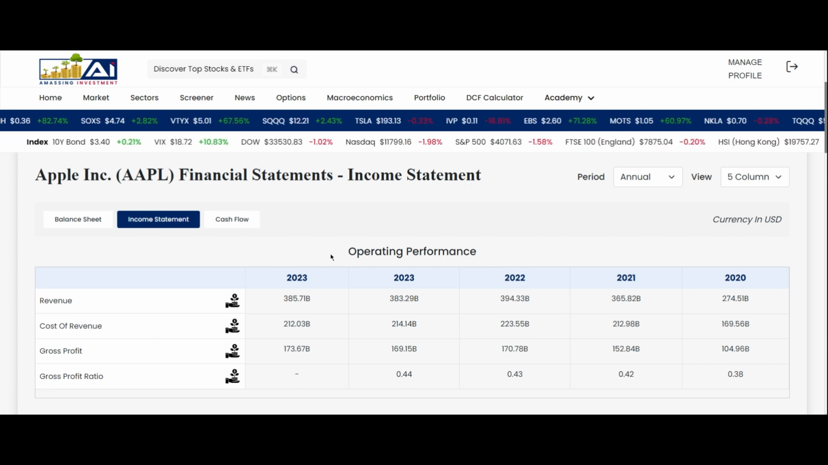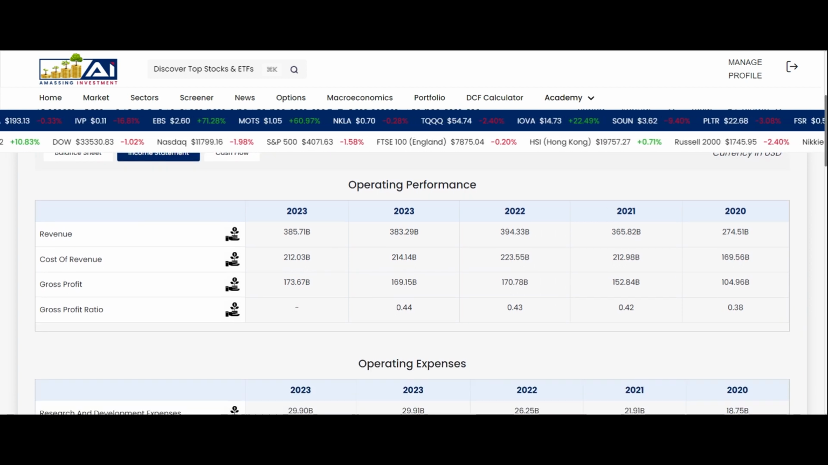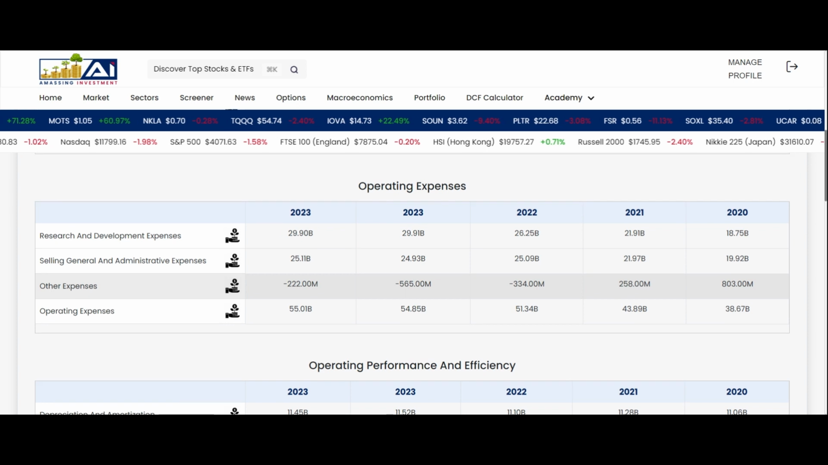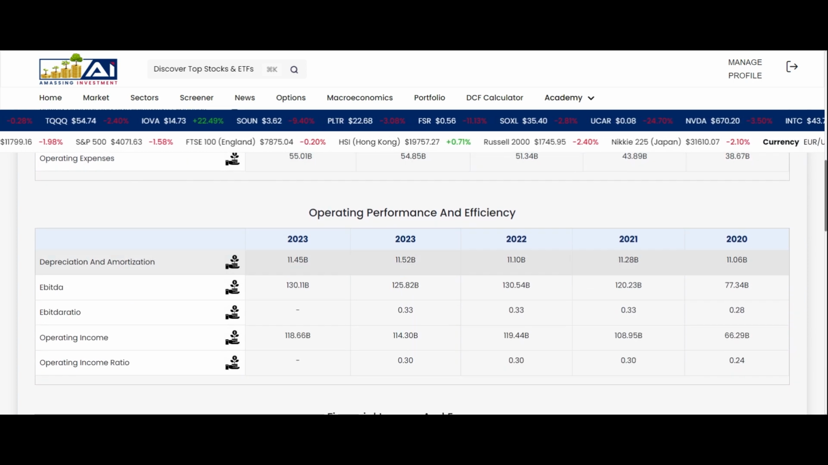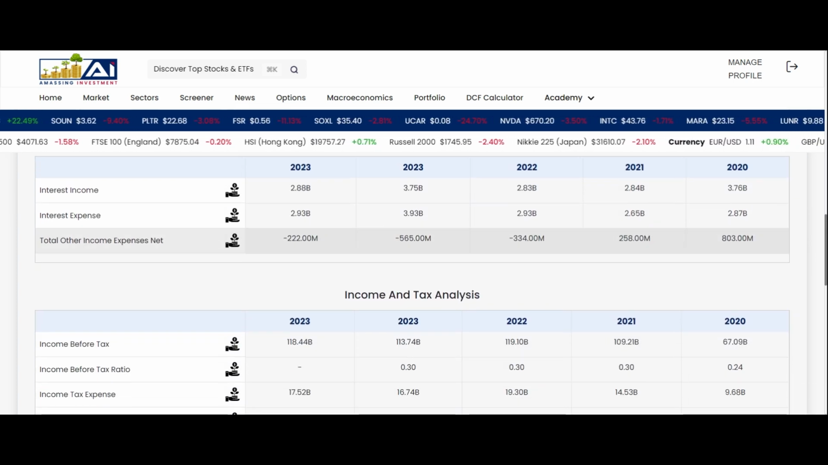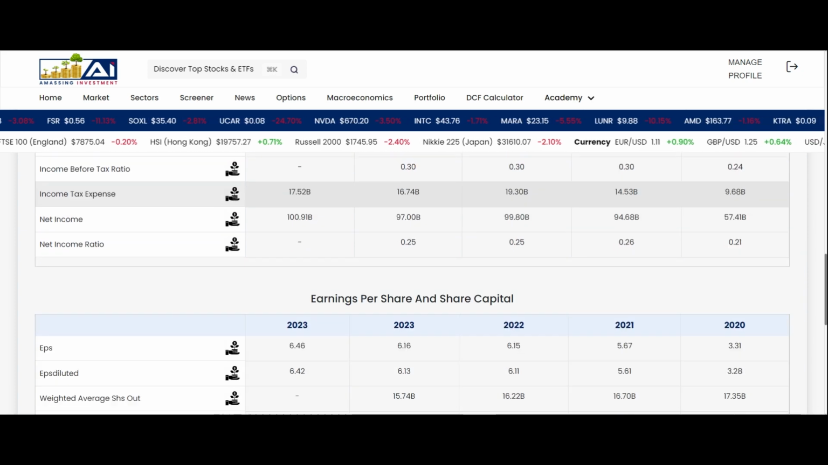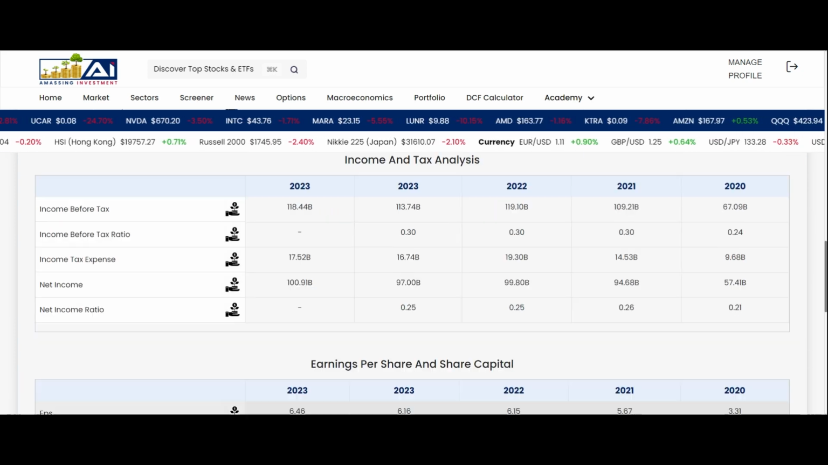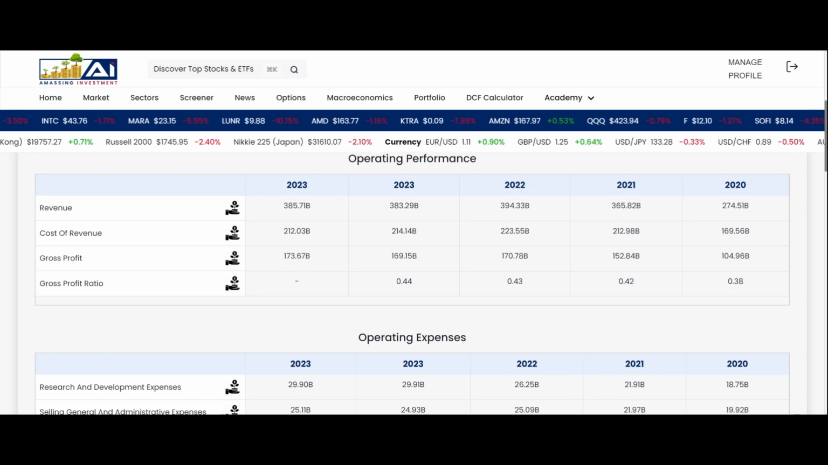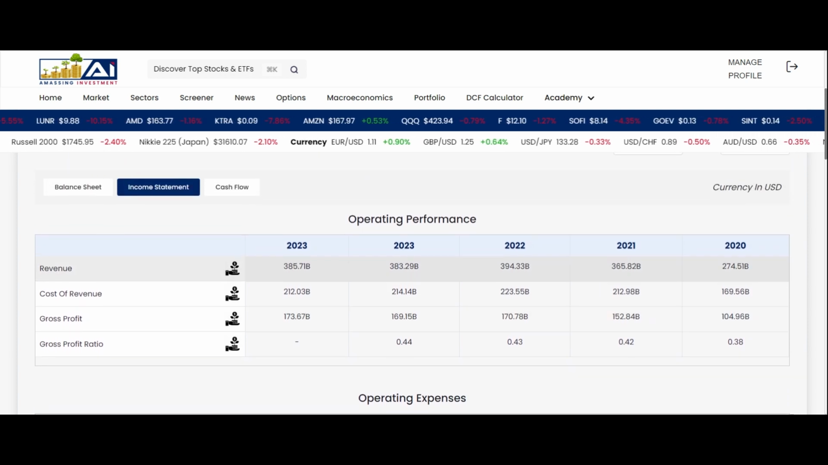To simplify this, we've divided the statement into key sections: operating performance, operating expenses, operating performance and efficiency, financial income and expenses, income and tax analysis, and finally, earnings per share and share capital. Each segment plays a role in painting a comprehensive picture of Apple's financial achievements and challenges.